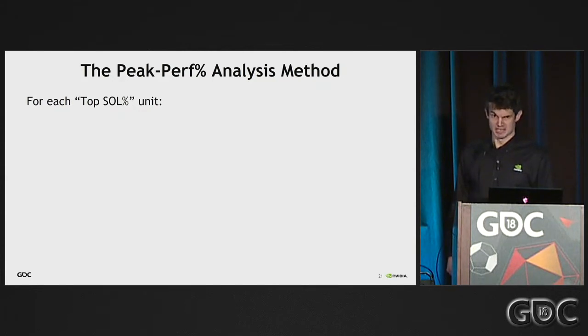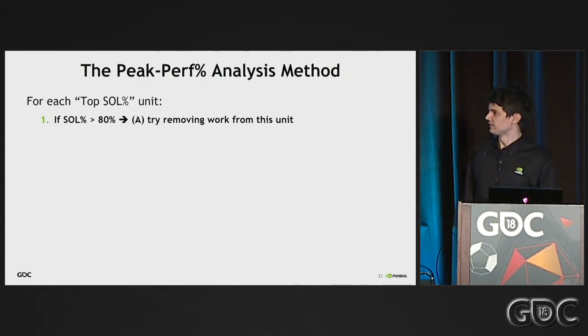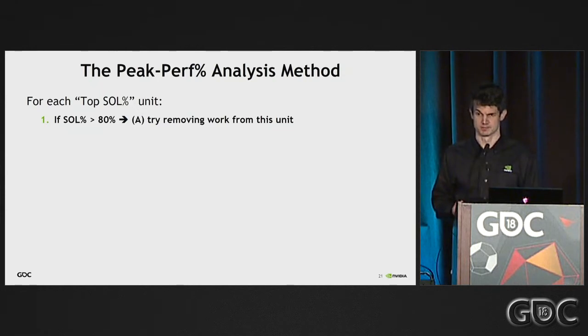Our method for speeding up any GPU workload, we call it the peak performance percentage method. It starts from the top SOL percentage values, and it starts from the unit with the maximum SOL percentage. If that unit has a SOL that is higher than 80%, it means that unit is pretty well saturated already, and you should try and remove work from it. So that's one way to speed up this kind of workload: remove work from the unit that has the highest SOL, if that SOL is higher than 80%.